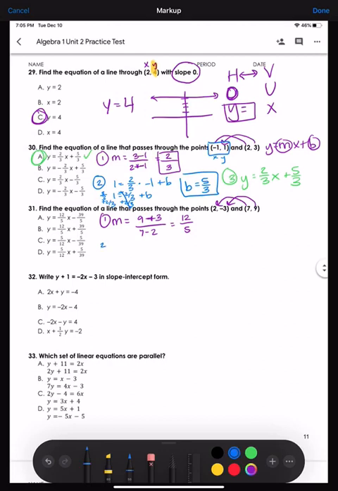So my next step is to find the y-intercept. I'm going to use y equals mx plus b. I'm going to solve for b, and I'll pick a point. I'll use this one for x and y. So -3 equals 12 over 5 times 2 plus b. -3 equals, I need to multiply this. So 2 times 12 is 24 over 5 plus b.